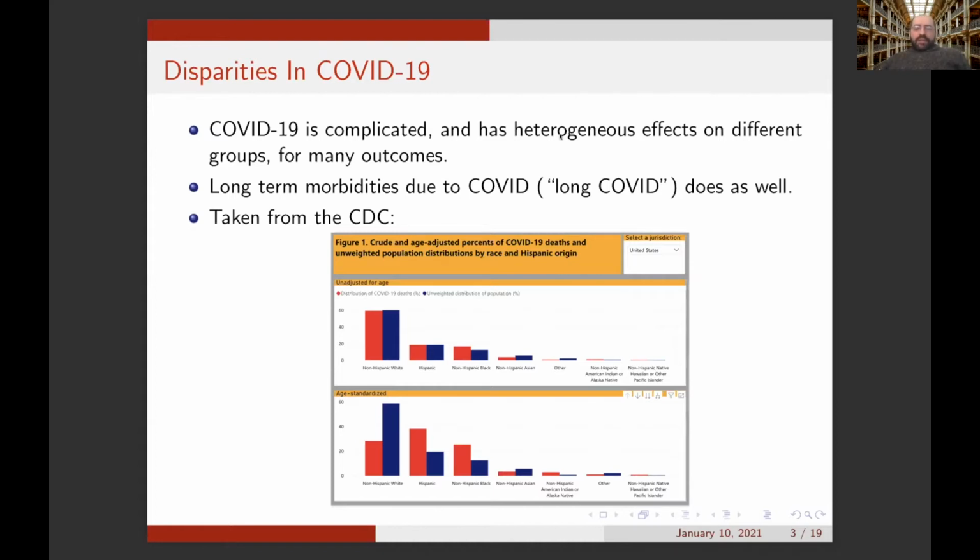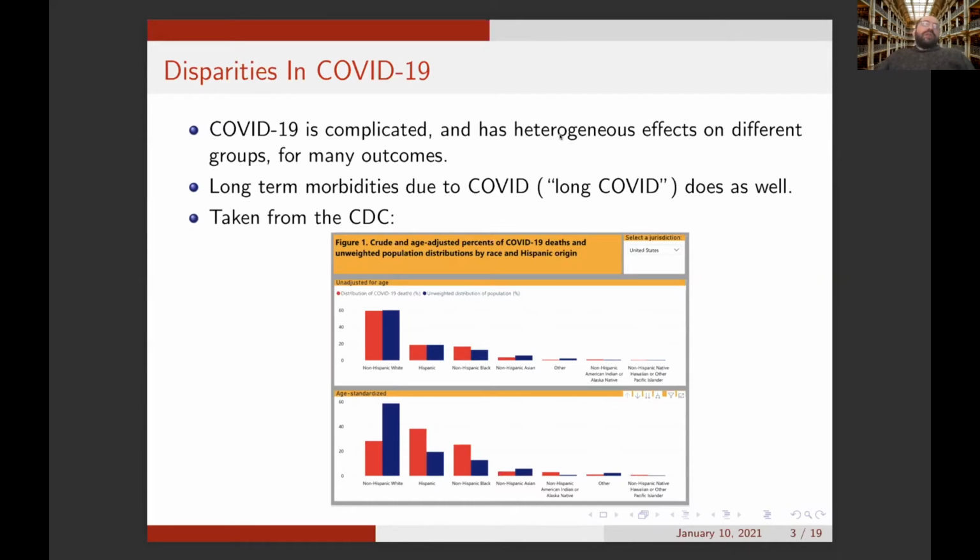So this is a very simple example that I've just taken. This is just a screenshot of the CDC website, and you can see in this plot that if we adjust for certain obvious factors, there are many more deaths among Hispanics and non-Hispanic Black ethnic groups compared to, for example, non-Hispanic white groups.